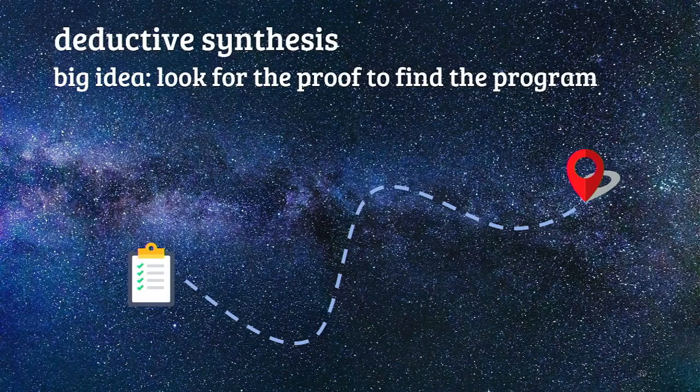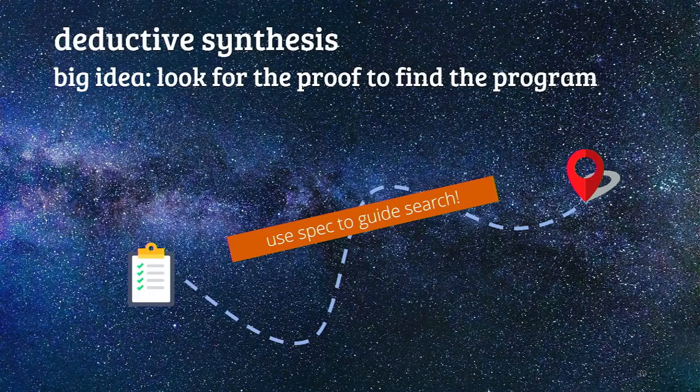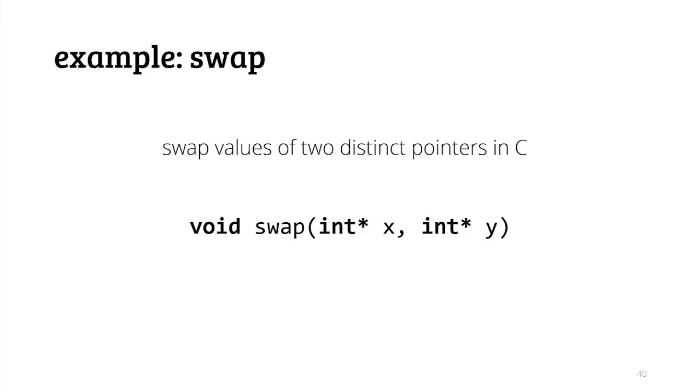Another way to think about it is: let the specification guide your search. Let me give you an example so that you know what I'm talking about. Let's say we want to synthesize a C program. When I say C program, think of a simple language, but C-like in the sense that it has pointers and you can write anywhere in memory, do all this crazy stuff. This is a very, very simple example: you want to synthesize a program that swaps the values of 2 pointers, x and y.